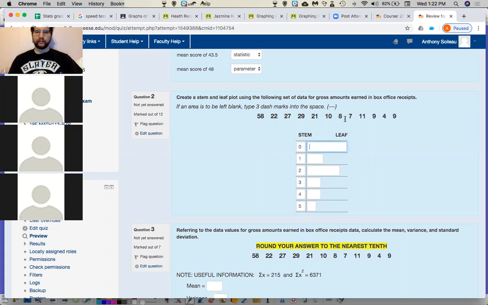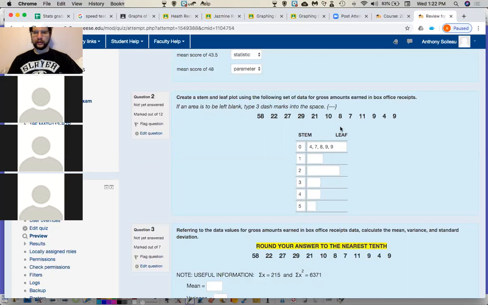So for the zeros, I have, let's see, 8, 7, 4, 9, and 9. So 4 is the smallest. Then I have a 7. Then I have an 8, a 9, and a 9. Maybe commas would be better. I don't know, it doesn't specify. Probably commas would be ideal. So 1, 2, 3, 4, 5 single digits.